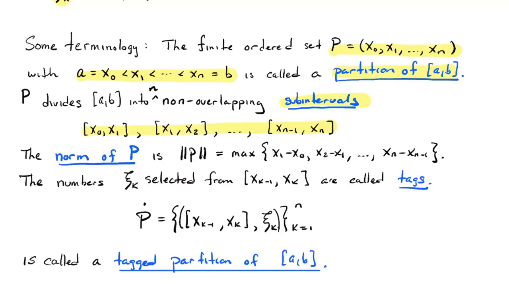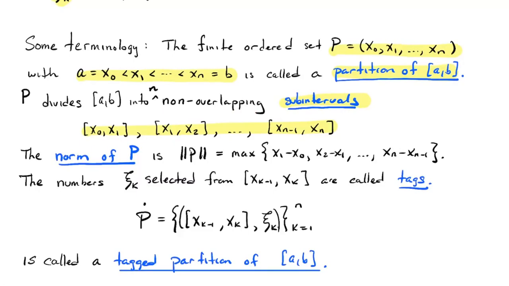Non-overlapping in the sense that the interiors don't intersect, of course, the intersection's not empty. Like x1 is in the first and the second subinterval, but that's the only point. So when I say non-overlapping, I mean that the intersection of any two of them has empty interior.